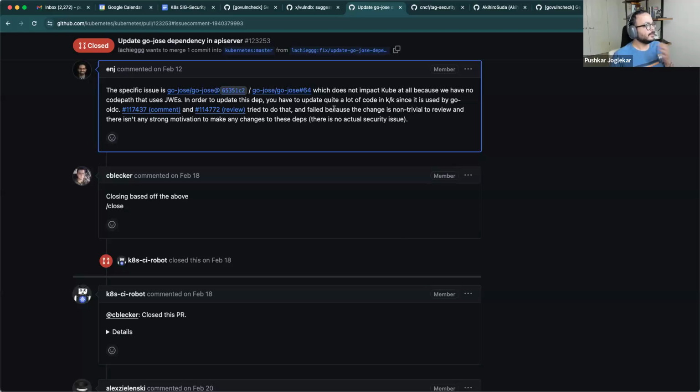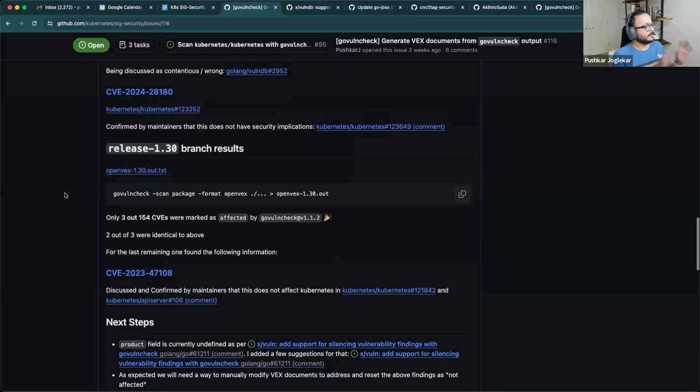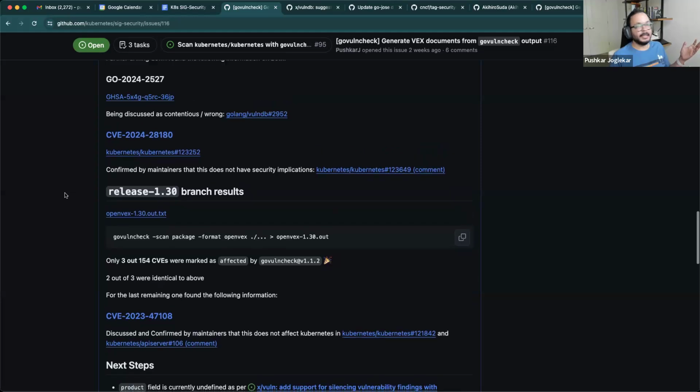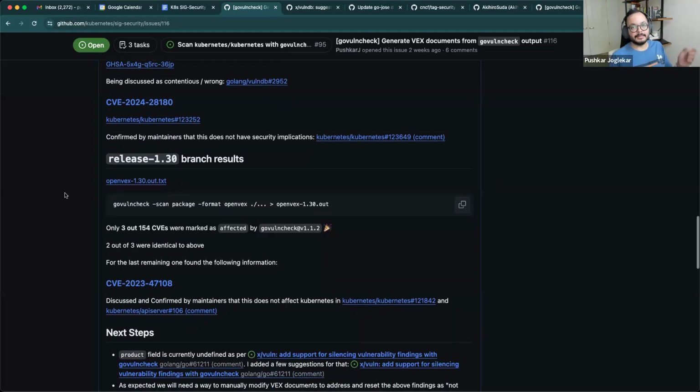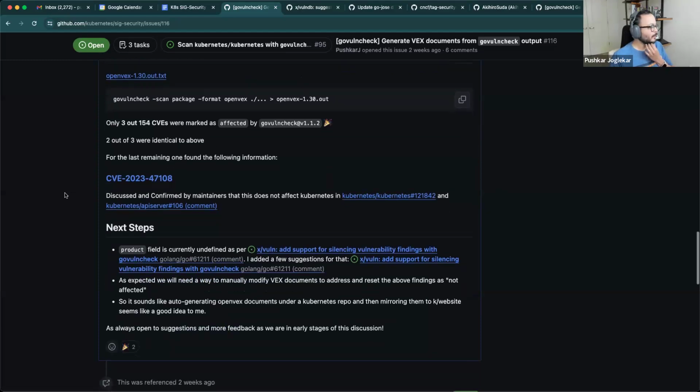And in order to update the dependency, there are a lot of changes, so people have been reluctant to do it. I'm probably going too deep, but this essentially allowed us to realize that we cannot rely solely on govulncheck output. We will have to modify that output somehow to confirm that the two that are remaining are also not affected, and this is the reason why. So this is the next part that we all have to figure out how to do.